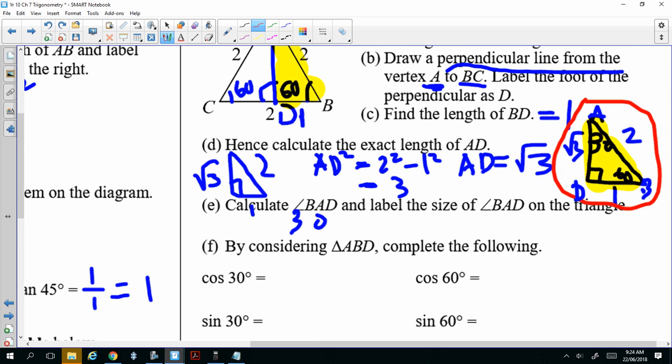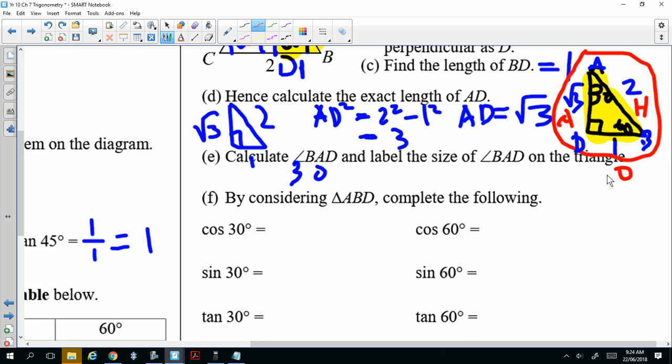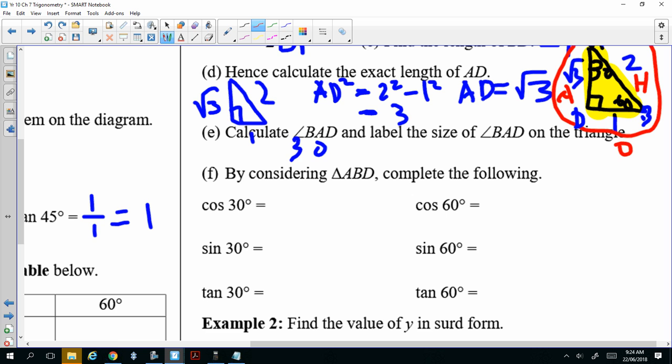So now we have to use this triangle to work out cos 30. Adjacent over hypotenuse is √3/2. Sin 30 will be opposite over hypotenuse, which is 1/2. And tan 30 is opposite over adjacent, 1/√3. So these are the 3 exact values you can get from the triangle.